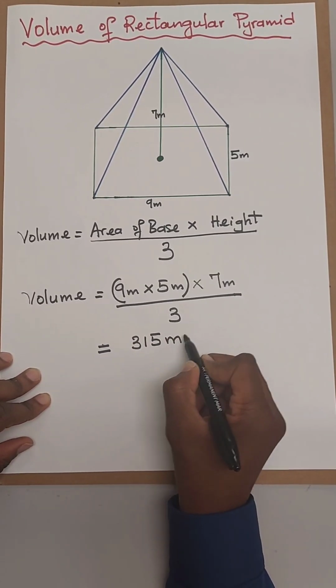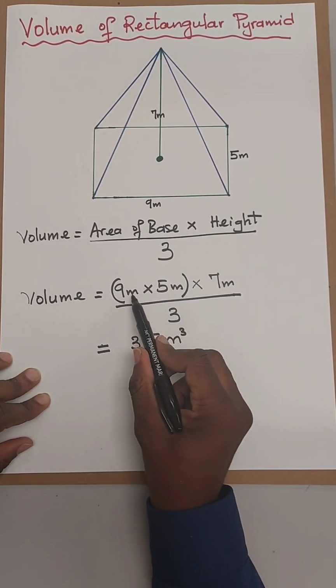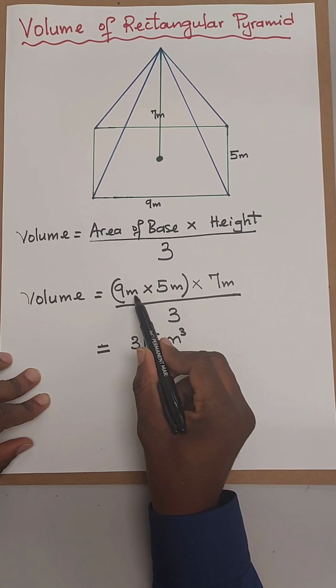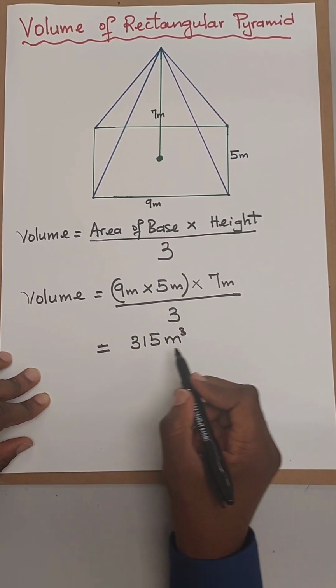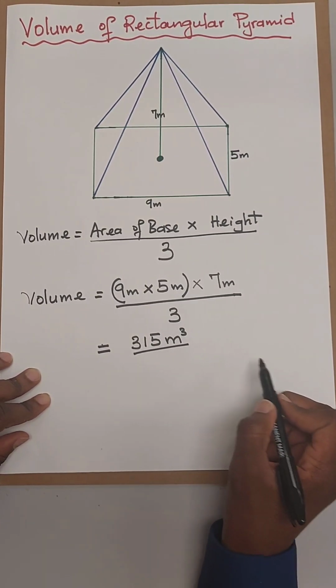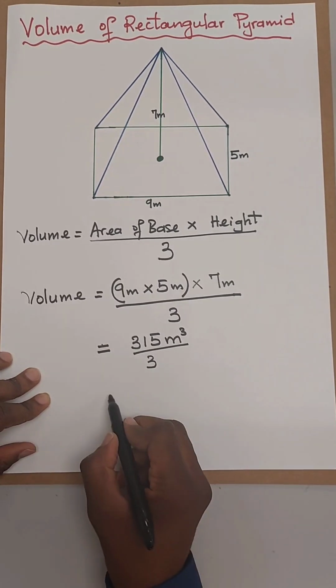So now the units are cubic meters. This 3 comes from this meter here times this meter here times this meter here. So we have 1, 2, 3 meters, 3 dimensions multiplied. So we have 315 cubic meters. When we write it like this, it is also called cubic meters. And then we have to divide that by 3.